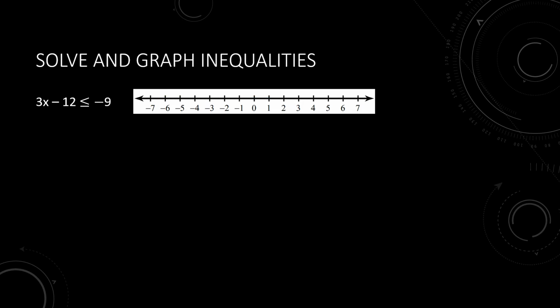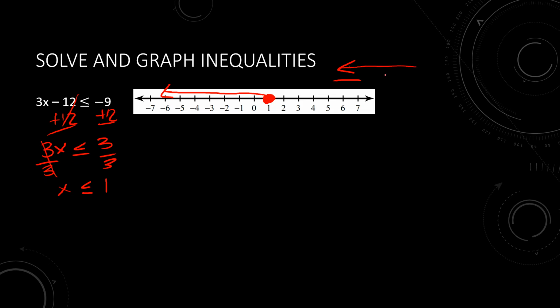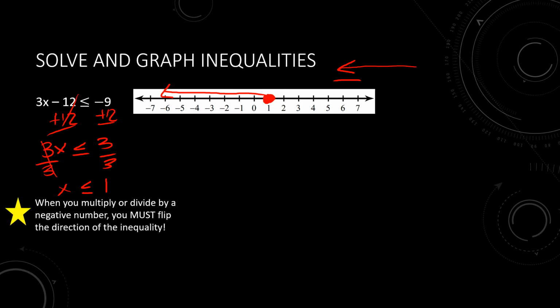Here's another one. This one's a two-step equation, so I'm going to add 12 first. Now I'm going to have 3x is less than or equal to 3. Divide both sides by 3. And I'm going to get x is less than or equal to 1. So I'm going to go to 1 on my number line, draw a closed circle with my arrow. Again, this is what my inequality sign looked like. Take the little tip of your inequality sign and draw your arrow backwards, your line backwards. That tells you what direction your arrow is going.